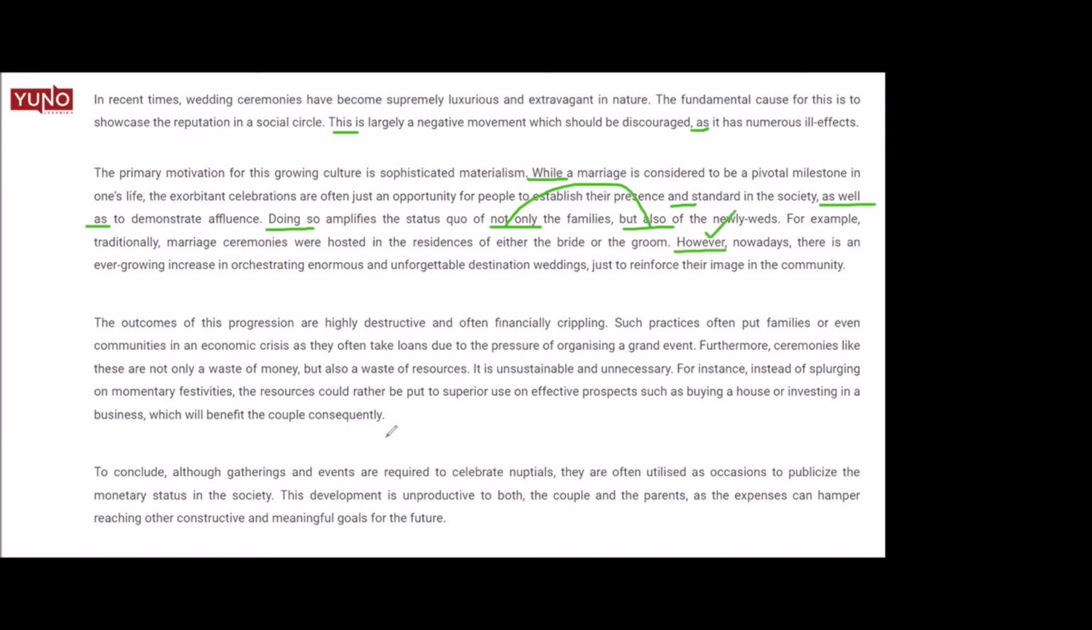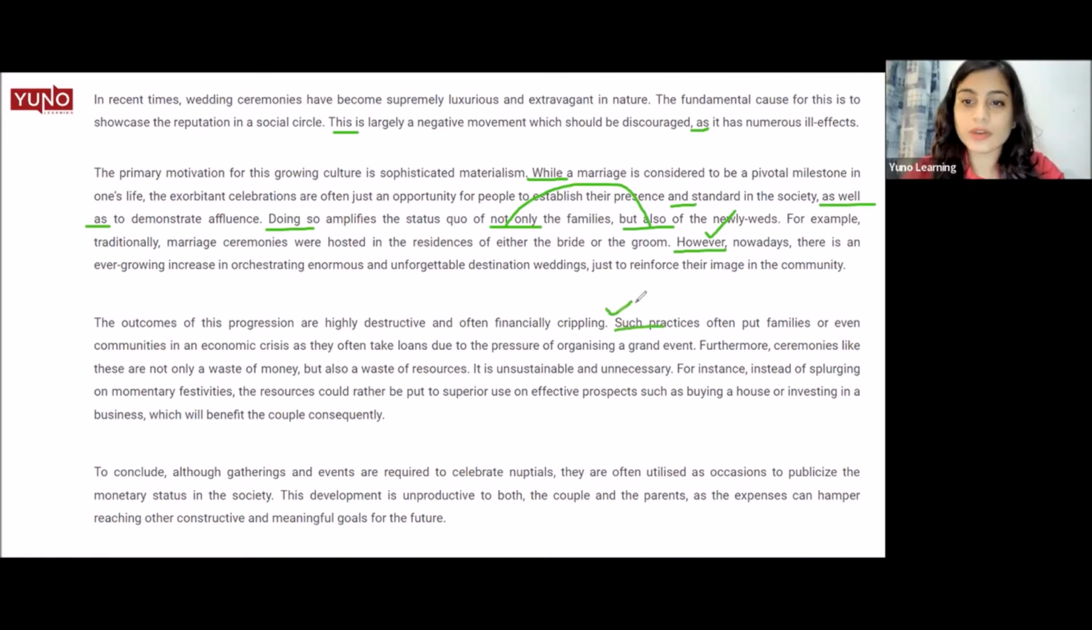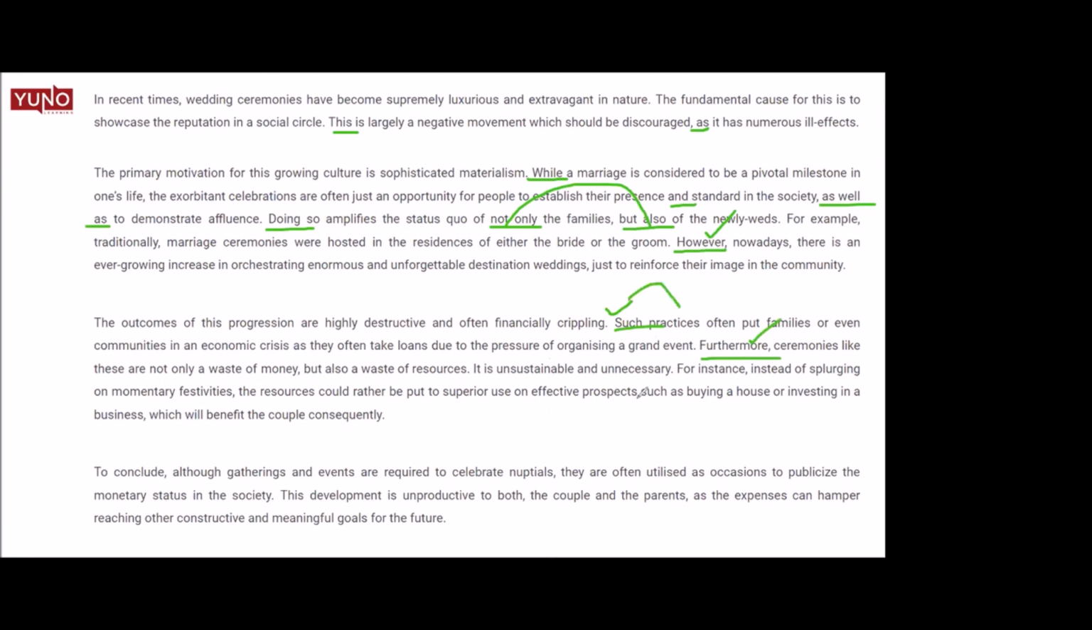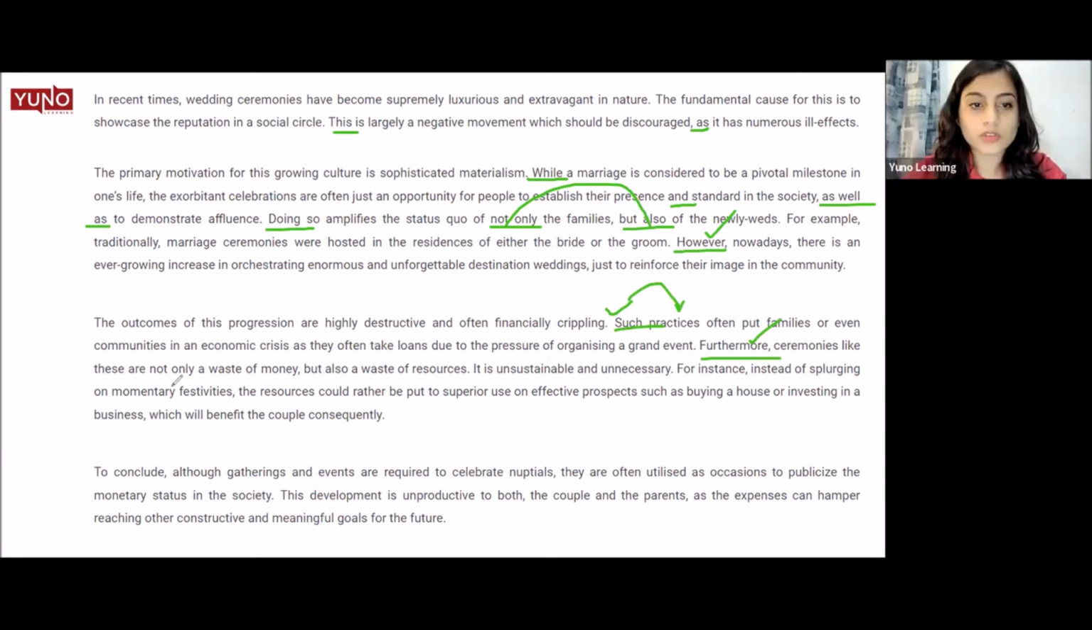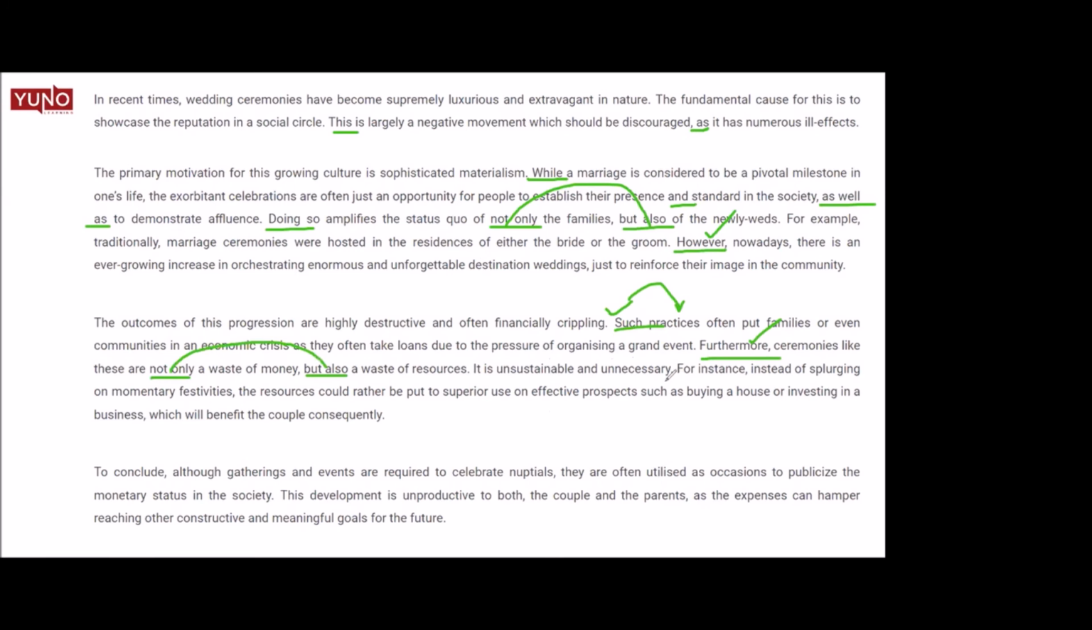Next. Furthermore. Furthermore, such is a partial linking word. Yes, furthermore. Such practices. For instance. All right. But also. So, not only, but also, once again, another linking word here.